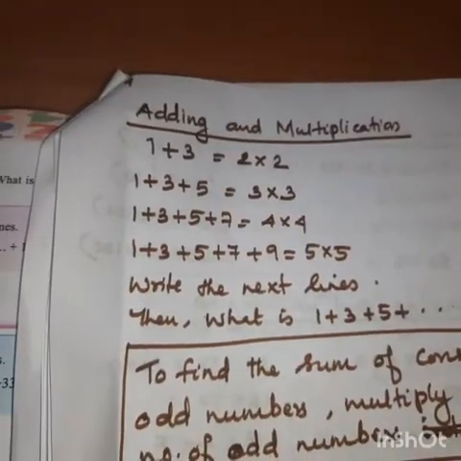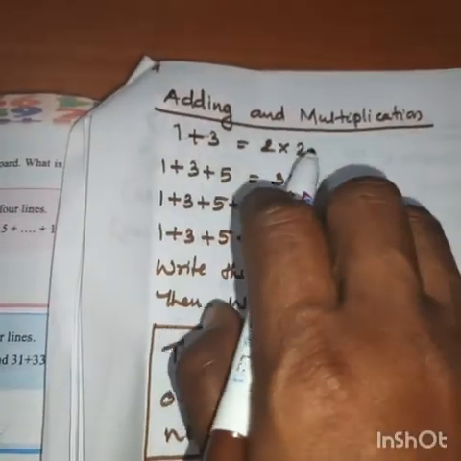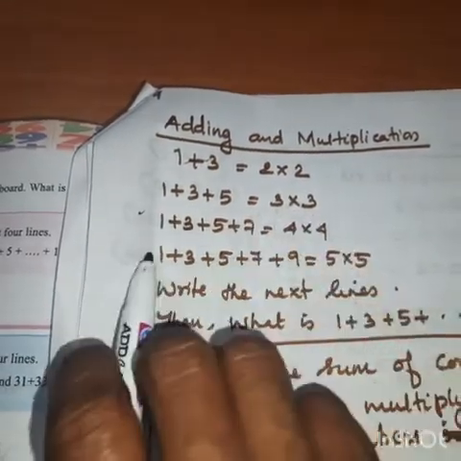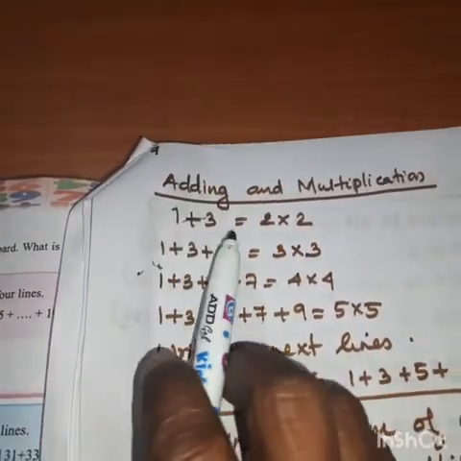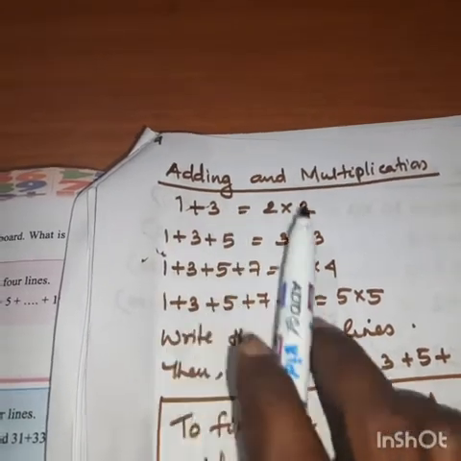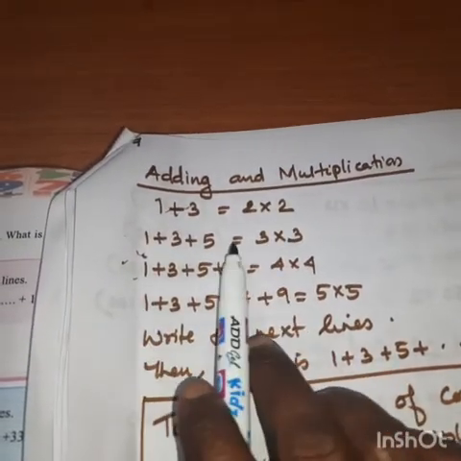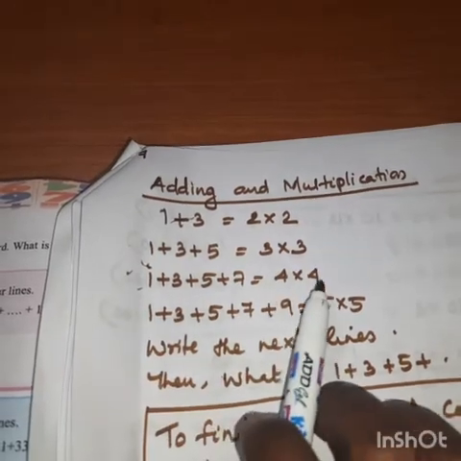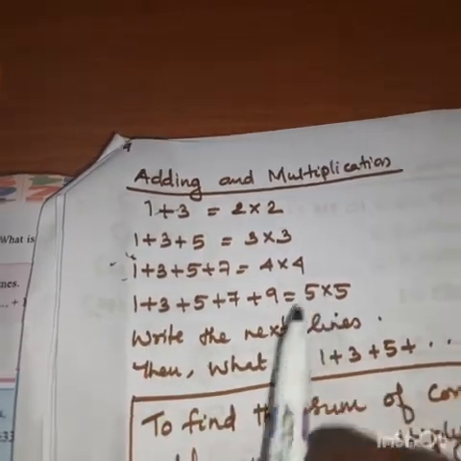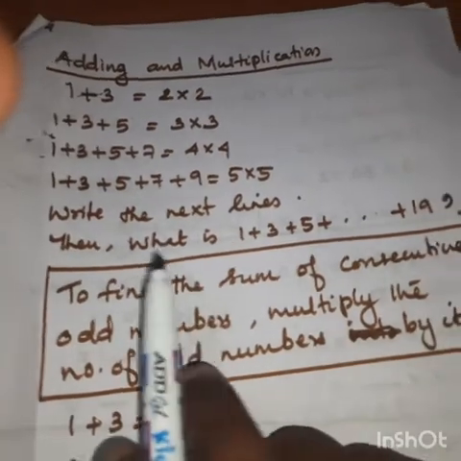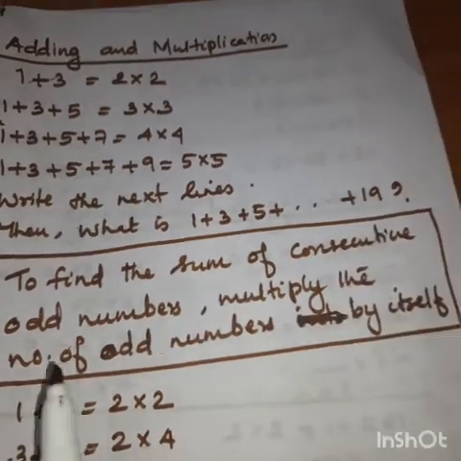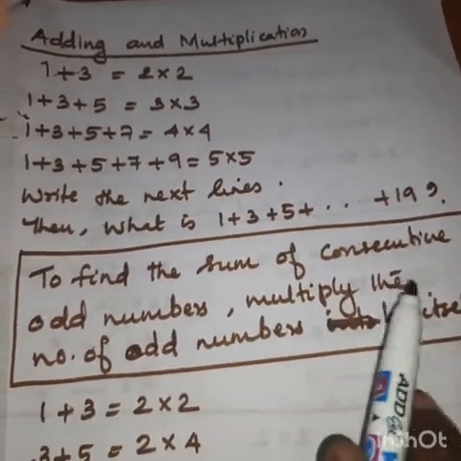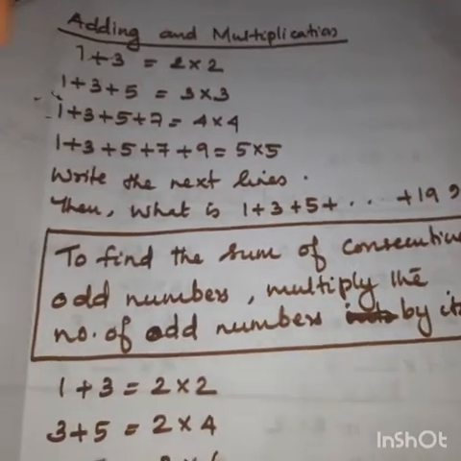Adding and multiplication. That is 1 plus 3, 2 into 2. 1 plus 3 plus 5, 3 into 3. 1 plus 3 plus 5 plus 7, 4 into 4. These are consecutive odd numbers. Here first 2 odd numbers 1 plus 3, their answer is 2 into 2. Here are 3 odd numbers, 3 into 3. 4 odd numbers, 4 into 4. 5 odd numbers, 5 into 5. Write the next 4 lines. Then what is the sum of 1 plus 3 plus 5 plus up to 19? To find the sum of consecutive odd numbers, multiply the number of odd numbers by itself.